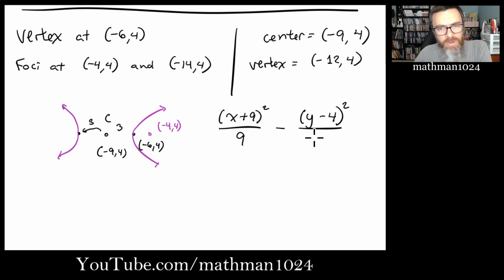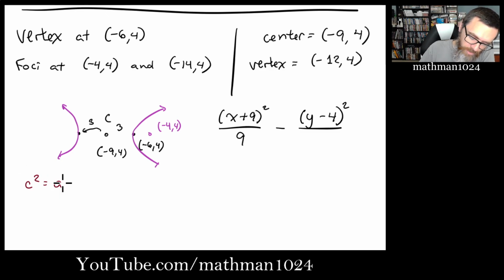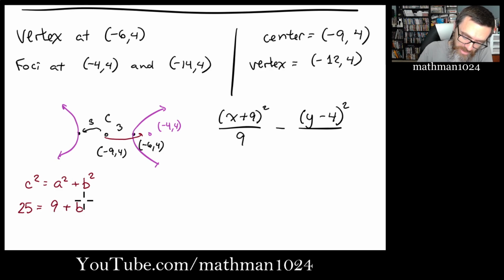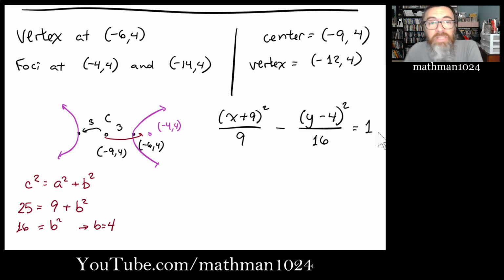But what goes underneath here? See, that's what we got to figure out. Now, remember this. C squared is equal to a squared plus b squared when we're talking about the hyperbola. I actually know what c is, because c is the distance from the center to a focus. So that's a distance of 5, so the c squared is 25. A squared, we know it's 9, and then plus b squared. So b squared equals 16, which means b equals 4. So this is over 16. It equals 1.